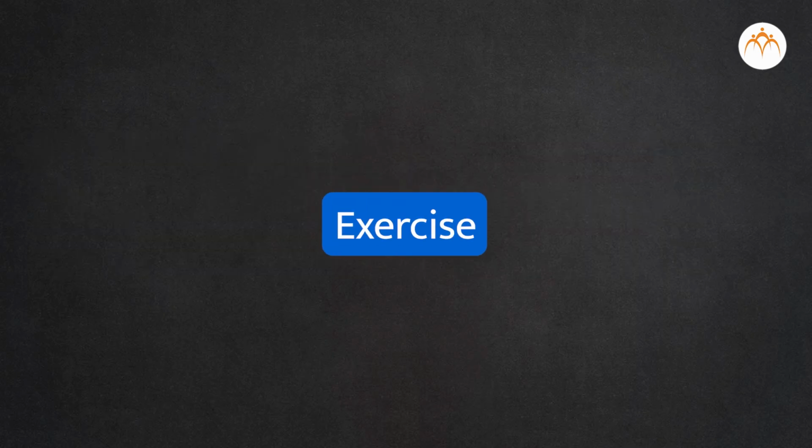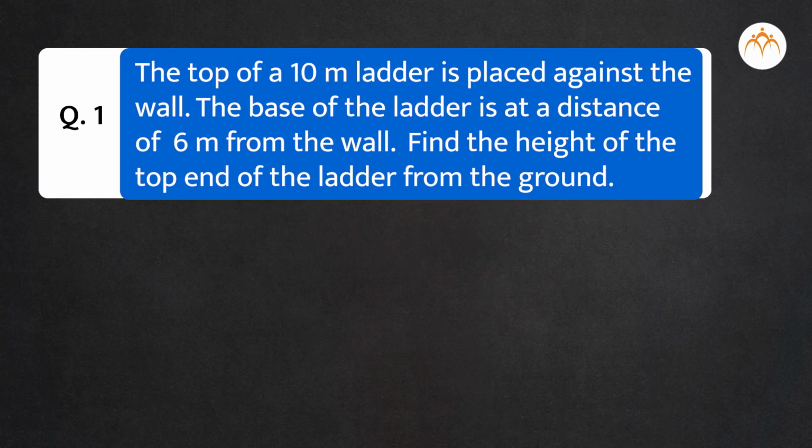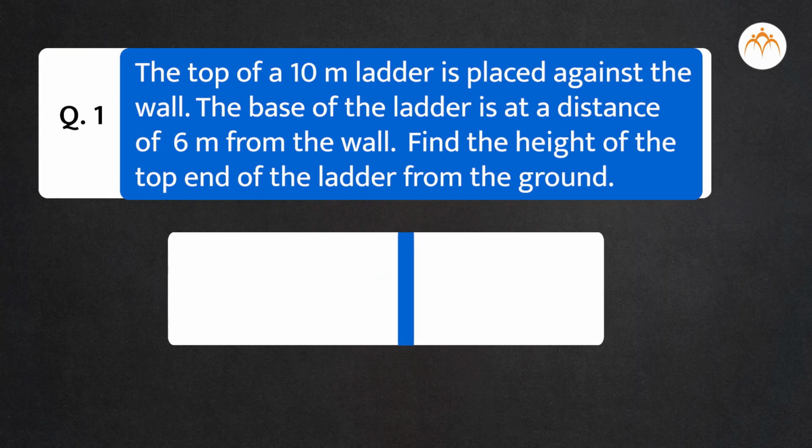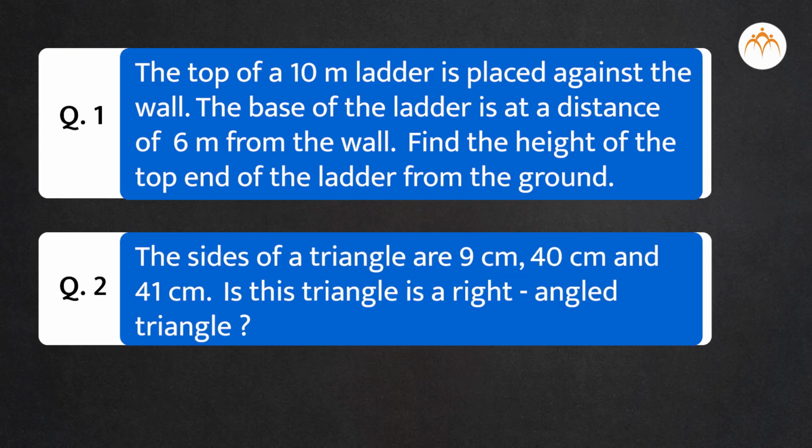Exercise. The top of a 10-meter ladder is placed against the wall. The base of the ladder is at a distance of 6 meters from the wall. Find the height of the top end of the ladder from the ground. The sides of a triangle are 9 cm, 40 cm and 41 cm. Is this triangle a right angled triangle?